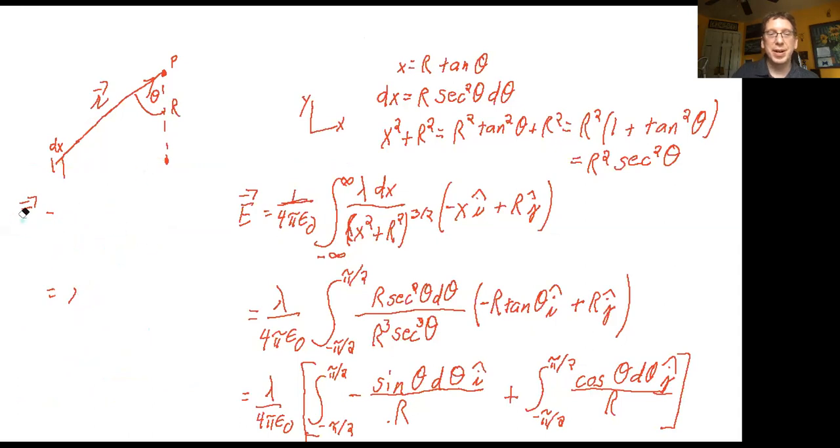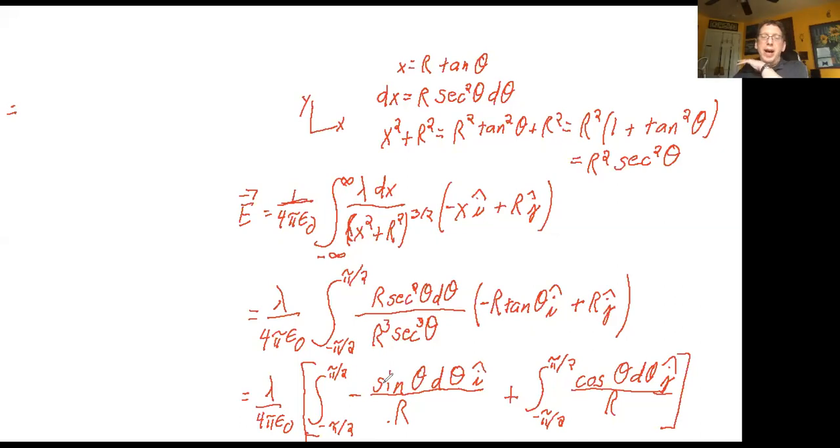But we're just about done at this point. And again, you expect, given the symmetry, that the x component will go to 0. But let's prove that it does. So you have the negative sine theta d theta. If you integrate the negative sine theta, you get a cosine. So that becomes lambda over 4 pi epsilon naught. And we're going to bring the R term out now.